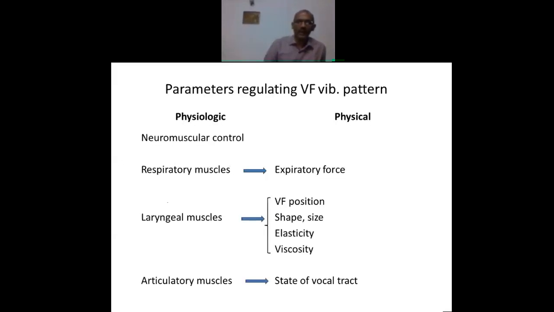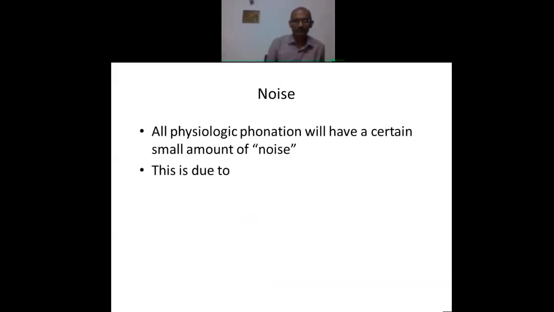Parameters regulating the vocal fold vibratory pattern. Physiologic is neuromuscular control. The respiratory muscles produce expiratory force. The laryngeal muscles, we have already seen all these things, the position, the shape, size, the viscosity, all are important. And then the last part, which we'll see in subsequent slides, the articulatory muscles for the state of the vocal tract.